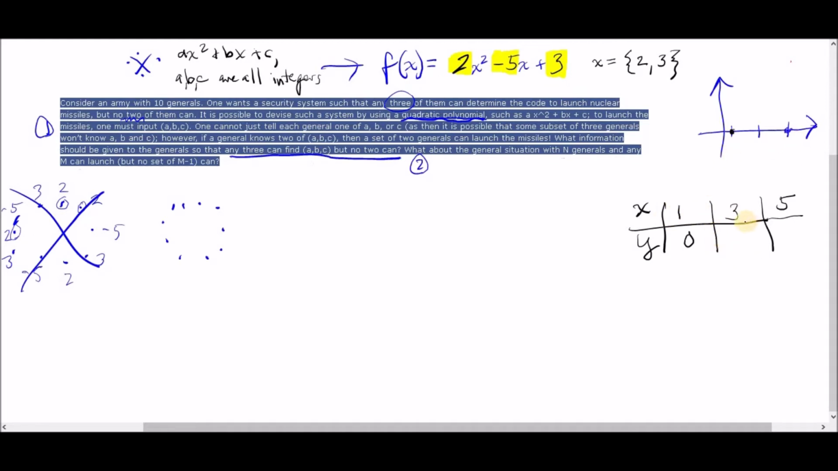Okay. Then 3. If I plug in 3, I'll get 9 times 2 is 18. Negative 5 times 3 is negative 15. So 18 minus 15 is 3, plus 3 is 6. All right, and then 5. 5 squared is 25, times 2 is 50. And then 5 times negative 5 is going to be negative 25. So that'll be 0, plus 3 is 3. All right, I hope I did that right. Let me see. Oh, no, 50 minus 25 is 25, plus 3 is 28. It's already gotten to be a big number.